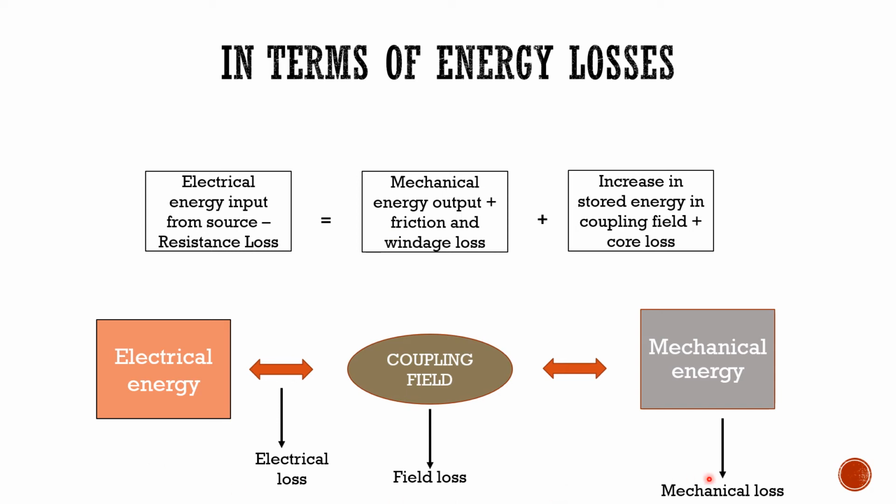So all of these losses are in the form of heating, and they have different names. For electrical, it is called resistance loss. For mechanical, it is called friction and windage loss. And for the coupling field, it is called core loss.